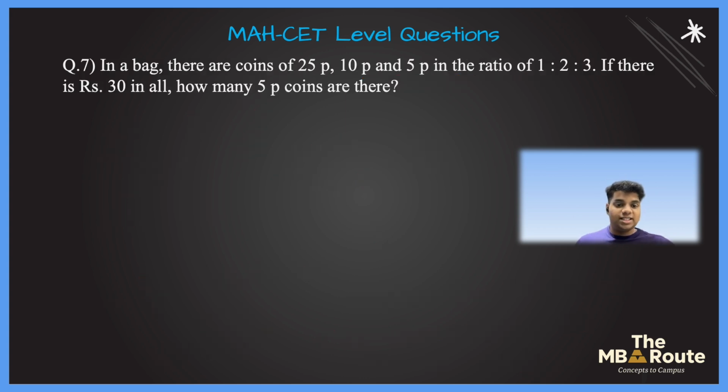So now coming towards the seventh question, we have here that in a bag there are coins of 25 paise, 10 paise, and 5 paise in ratio 1 is to 2 is to 3. If there is rupees 30 in all, how many 5 paise coins are there? So this is a different question, and I would like to teach you a concept here.